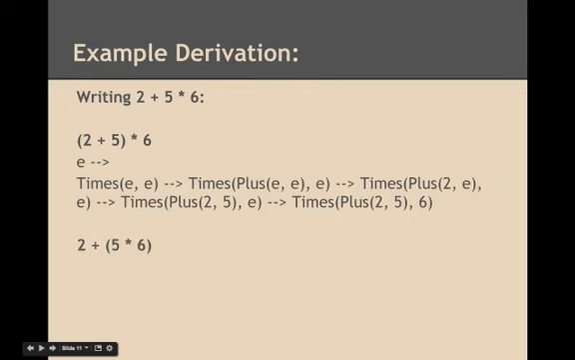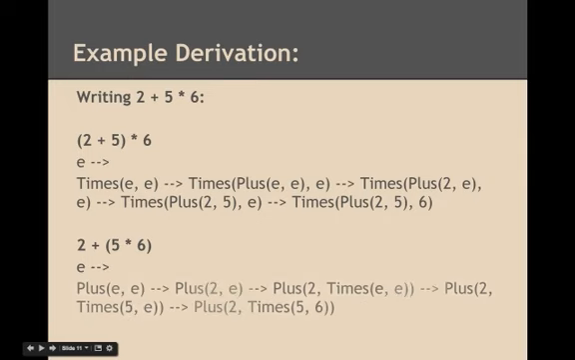Alternatively, we could combine the 5 and 6 first, and then add 2, once again starting with the starting token E of the language, and by this derivation producing the expression plus of 2 and times of 5 and 6.